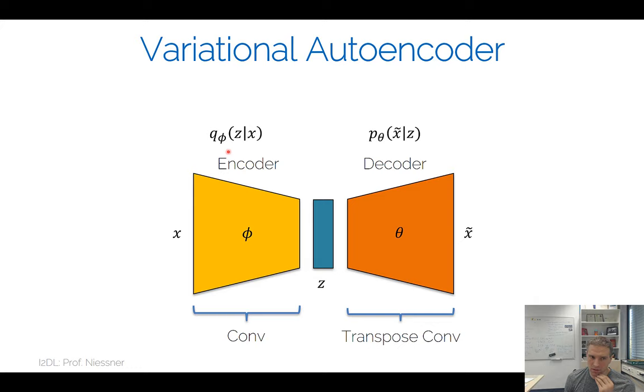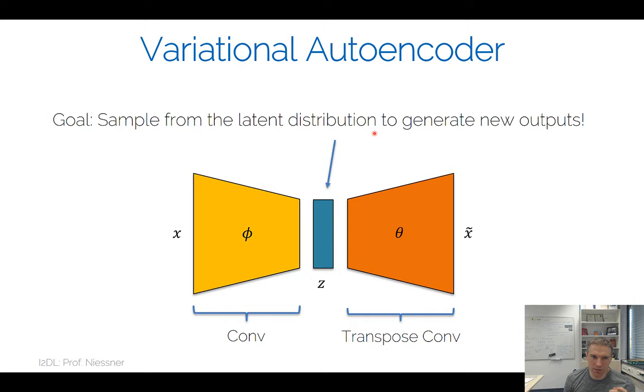So Q is our encoder. Q is our encoder, depending on the weights phi, takes as input X and predicts Z. P is the decoder, has the weights theta, takes as input our latent code Z and predicts X tilde, which is an image ideally, right? And the goal now is we would like to sample from this latent distribution to generate new outputs. I said this before, but now the big difference is that we would like to enforce that Z lies on a distribution.